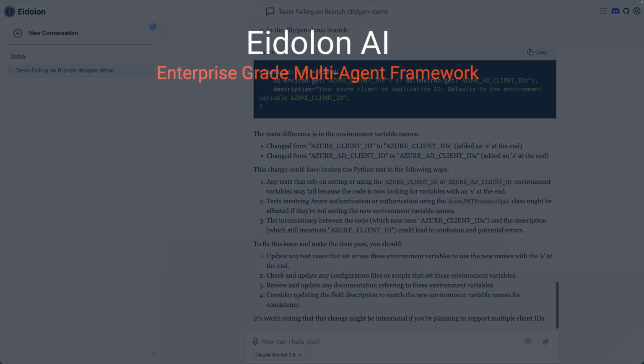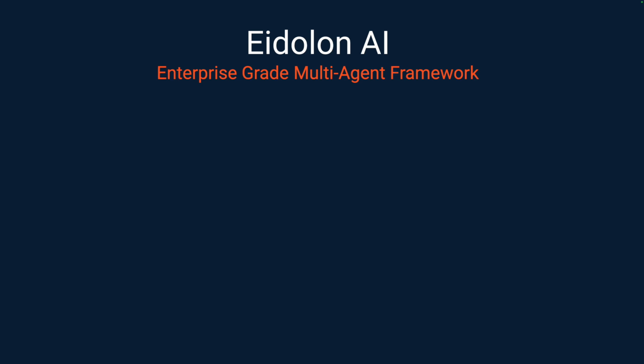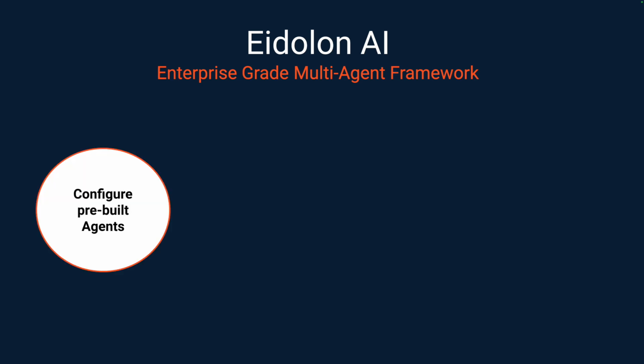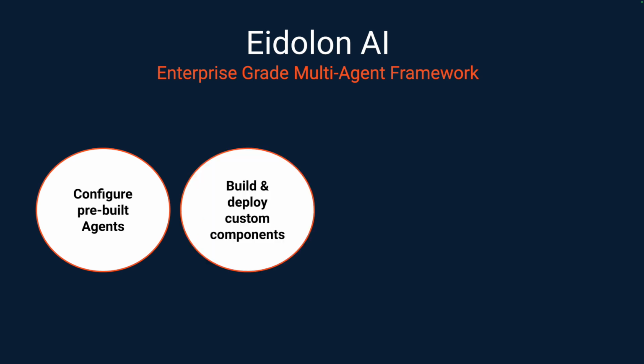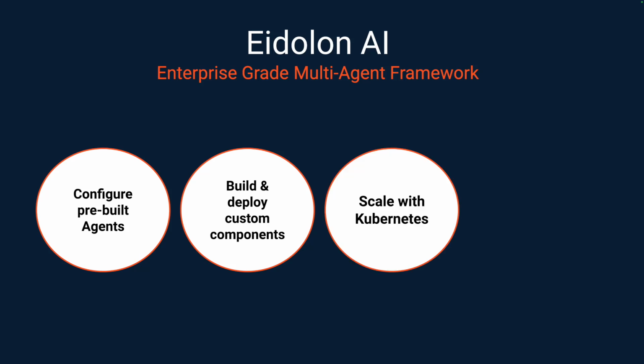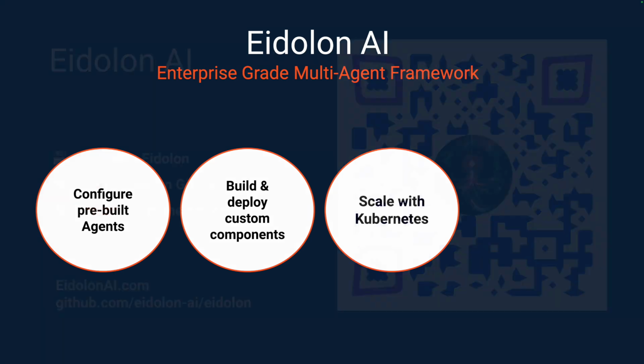And that's the basics of Eidolon, an enterprise-grade GenAI multi-agent framework that is easy to build and deploy. You can configure pre-built agents to use best-of-breed components you want for LLMs, memory, vector databases, and so on. Build and deploy your own custom components like I did with the Git agent. Scale vertically and horizontally with Kubernetes, secure your applications with RBAC, and more. And there's no friction to use.